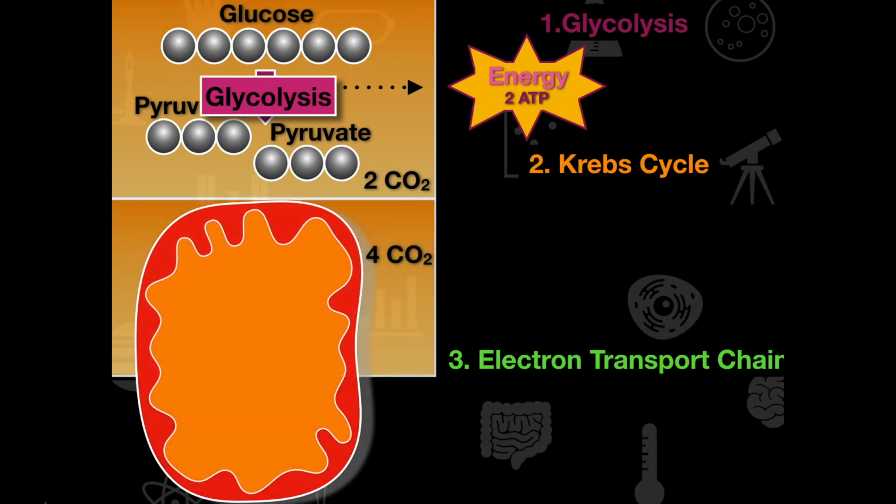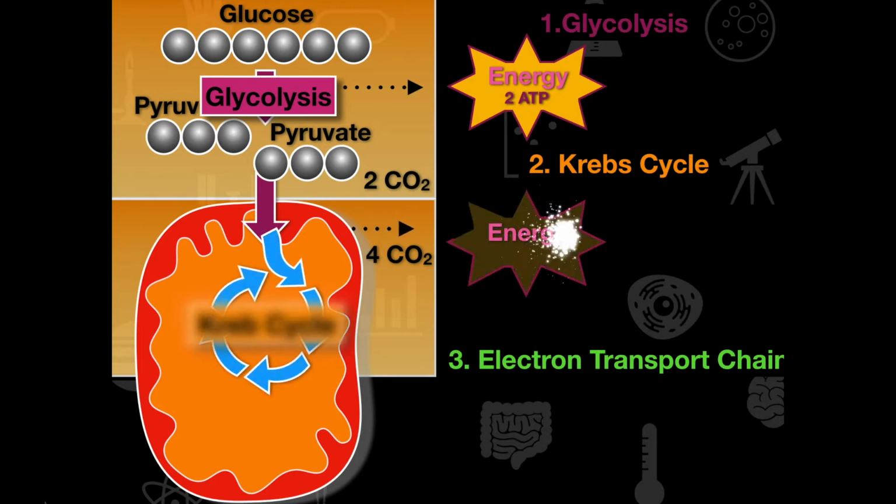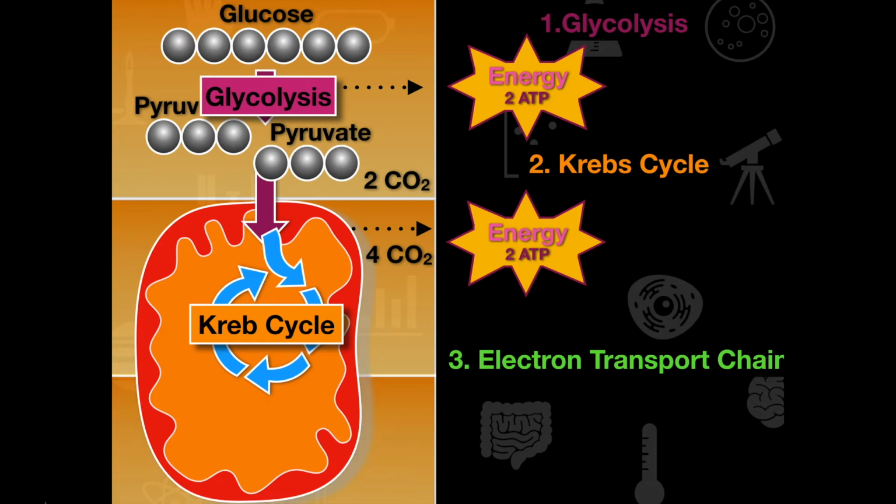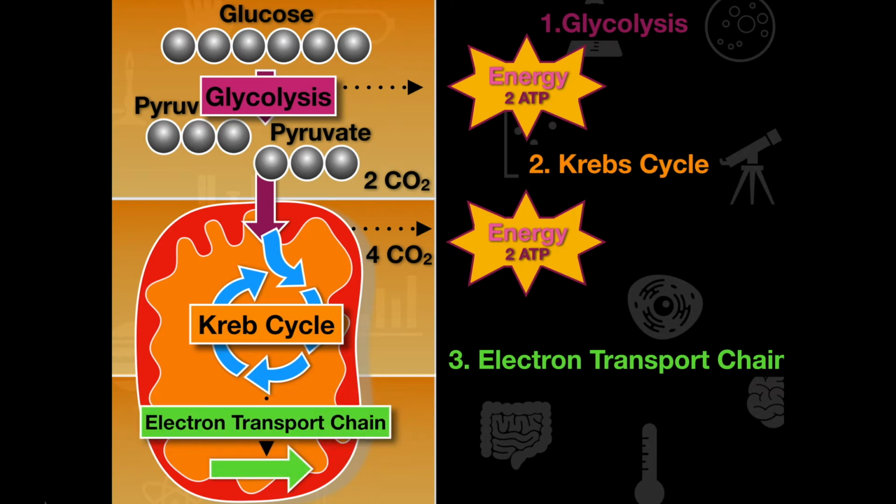Now we're within the mitochondria here. Glycolysis is that first step. We take the pyruvate and we send it to our Krebs cycle. In the Krebs cycle, we're also going to release energy. We're going to get 2 more ATP out of there. And in the process of glycolysis and the Krebs cycle, we're releasing that carbon dioxide. Once we get our ATP, our NADH, and our FADH2 from the Krebs cycle, we're going to feed it into the electron transport chain.